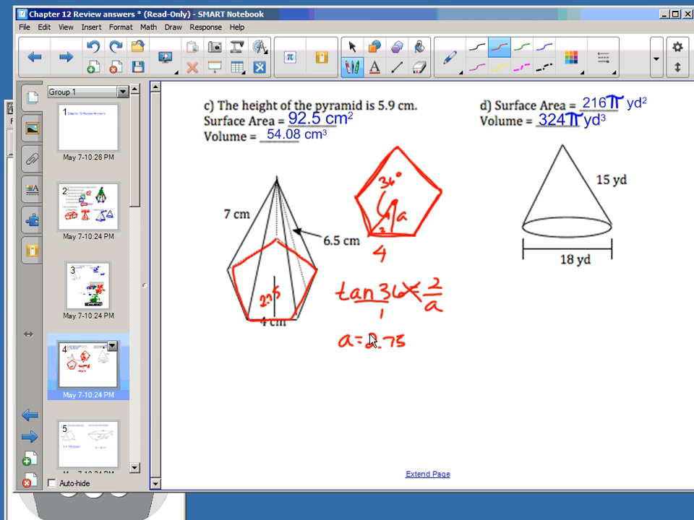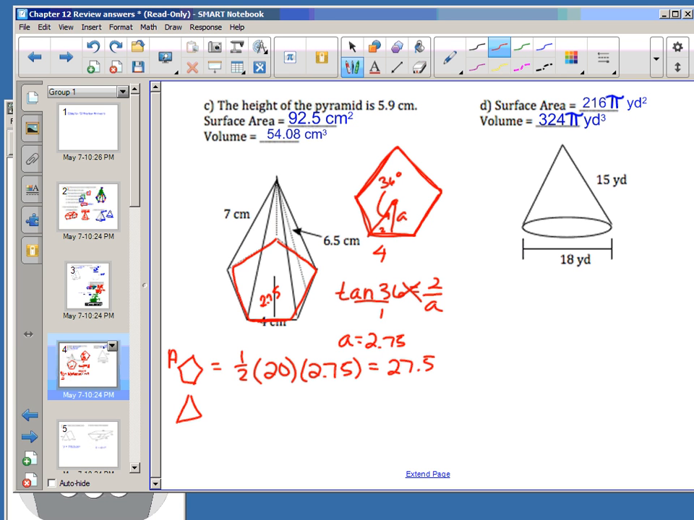Alright, so to find the surface area first, that means I need to find the area of the pentagon and the area of the 5 triangles. So the area of the pentagon is going to equal 1/2 my perimeter. Well, if this side's 4, I have 5 sides. So I get 20 for my perimeter times the apothem, which is 2.75. So I get that area to be 27.5 for my pentagon.